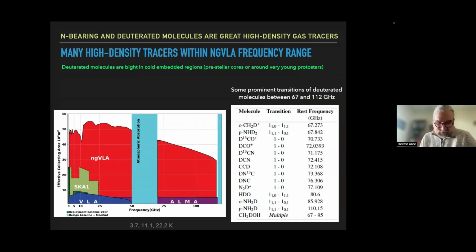Now here's a list of other deuterated molecules that can be observed at these frequencies in band 6 of the NGVLA. So not only N2D+, but other deuterated molecules that can be used for studies of chemistry as well as dense gas observations in star-forming regions.